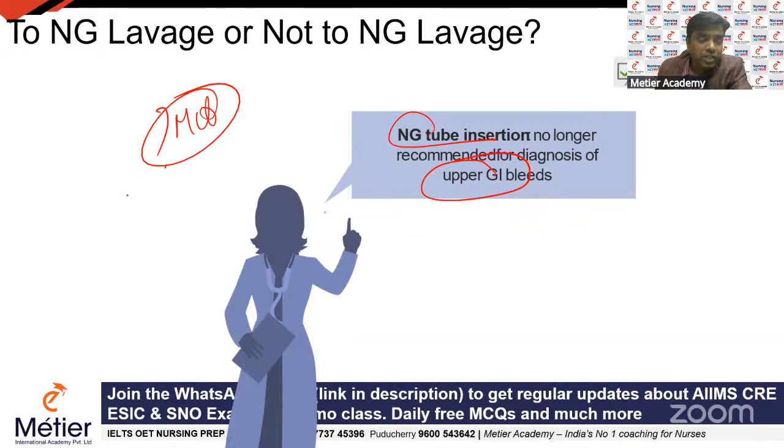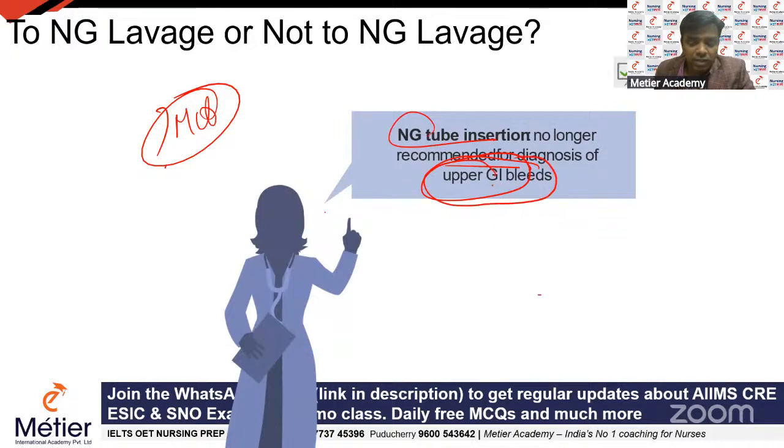How do you give the lavage? Only for any abdominal, intraperitoneal small bleed or anything like that. Lavage we usually give when there is blood in the stomach or on ultrasound. But in an upper GI bleed, the major source is mostly from the esophagus. So NG tube insertion is no longer recommended for the diagnosis of an upper GI bleed.